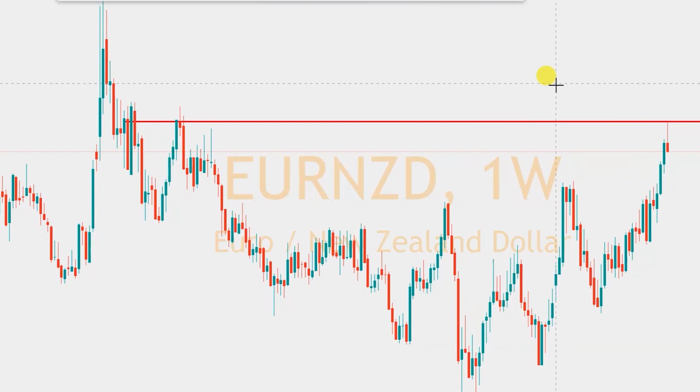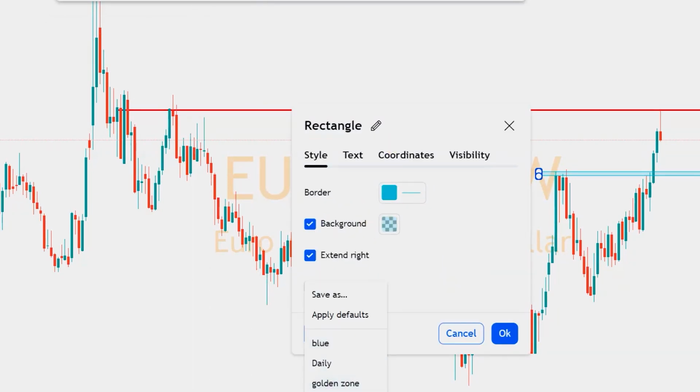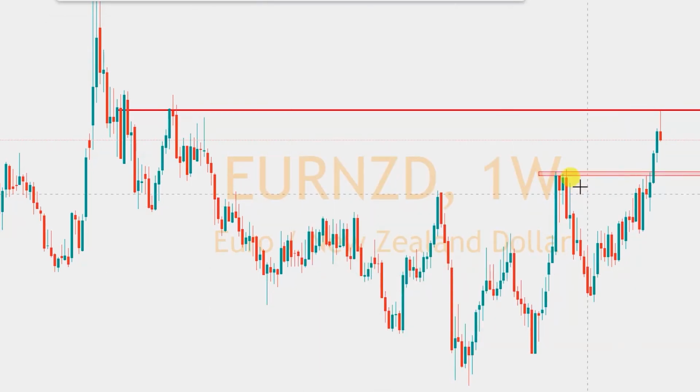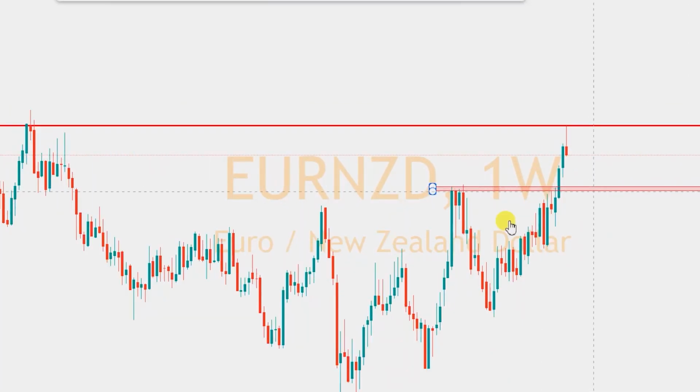So on the weekly time frame, we can see that area over there, our area of interest, and over here on the weekly time frame as well, we can see this area of previous resistance now turned demand area, right? So we may see price coming to retest that during the course of the week.